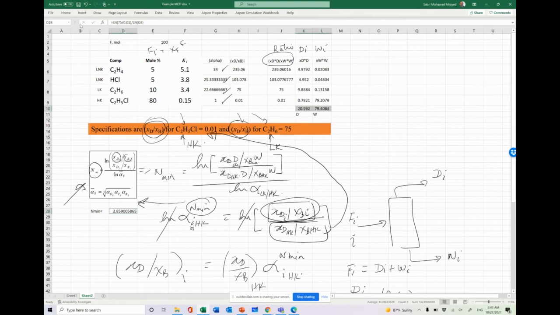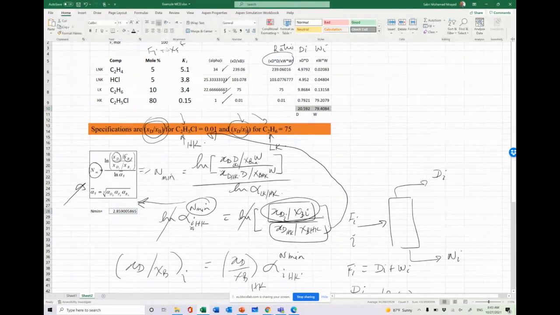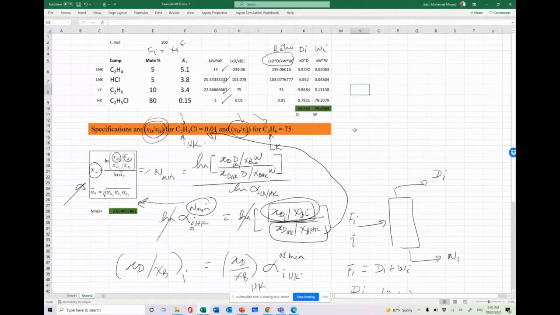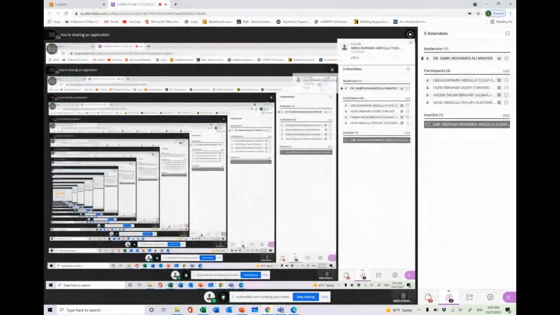Let me just type here the results that you're going to be able to get. I usually do that. Okay, so now I have the minimum, the distillate total flow rate, and the composition as well. Any questions here so far? Everything is clear.